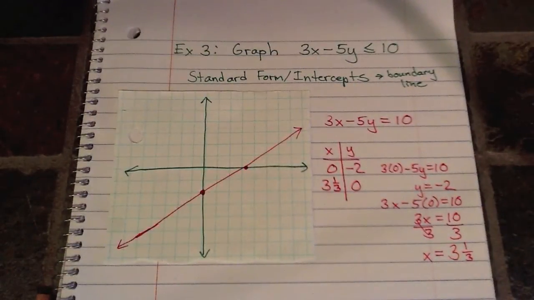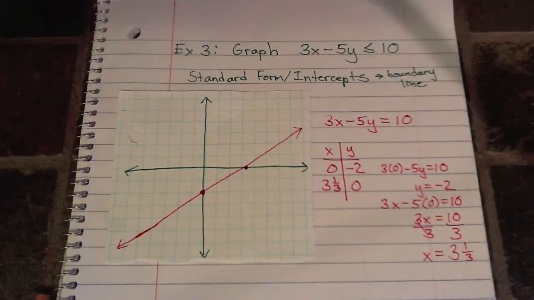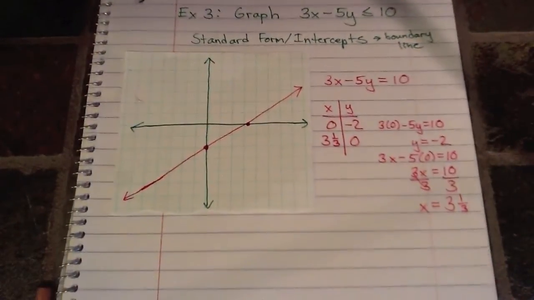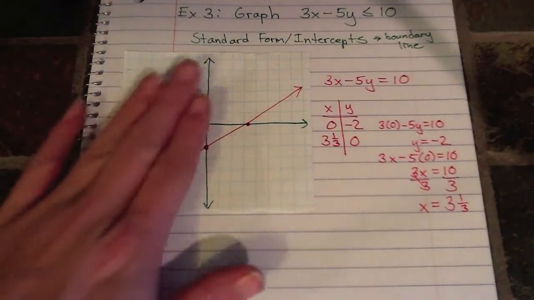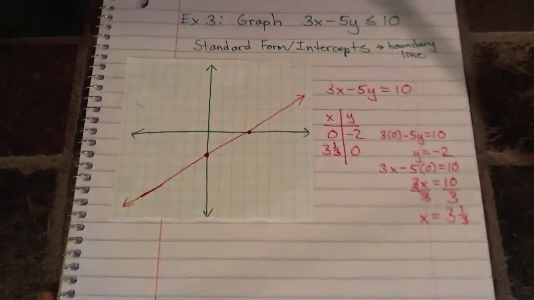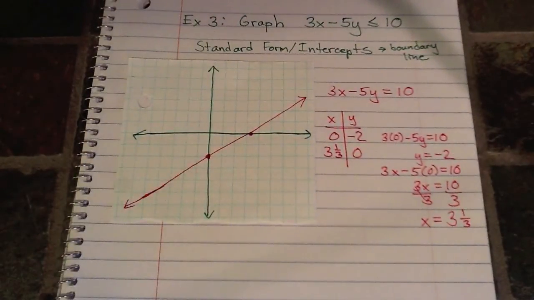There's my line. Now, there are going to be times when this line crosses through 0, 0. So you can't always use 0, 0, but most of the time you can. We need to figure out, are we shading this side of the line or are we shading this side of the line to make our inequality true? And again, we have the point 0, 0 available. That's always going to be your easiest.